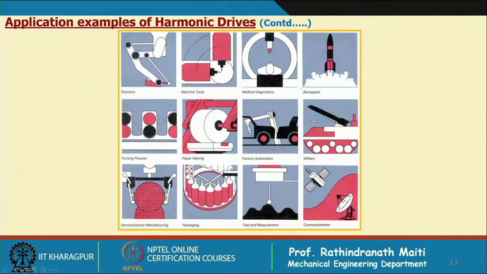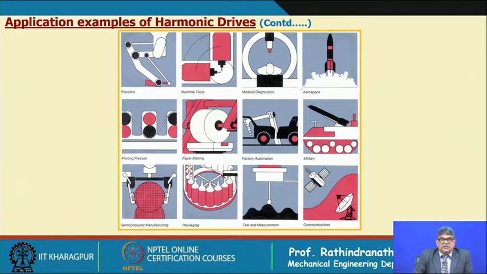And as you see here, starting from the first row, the topmost one on the left side is the robotic arm, and then come machine tools, then medical diagnostic machines, say MRI machines or scanning machines, and then aerospace. It is used for radar position control, and then in the printing press, this is the middle row left one, the rollers are being rotated, and also in paper making machines.